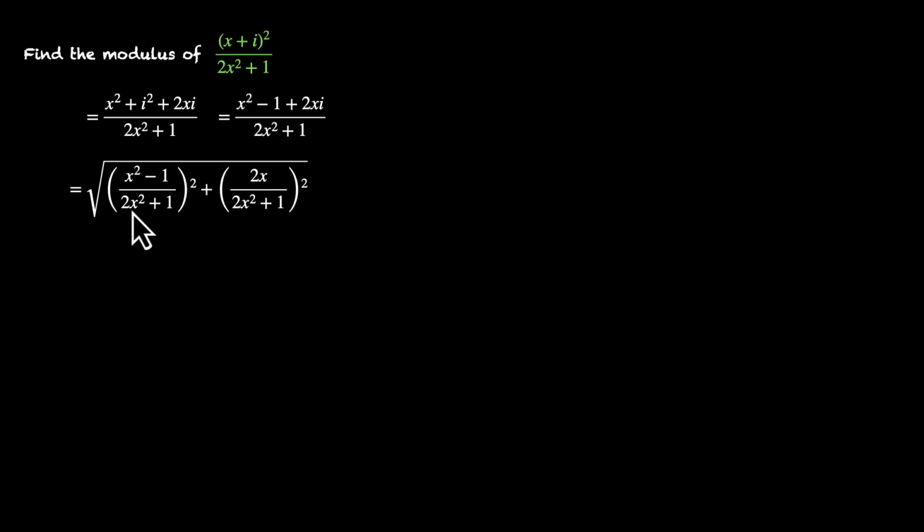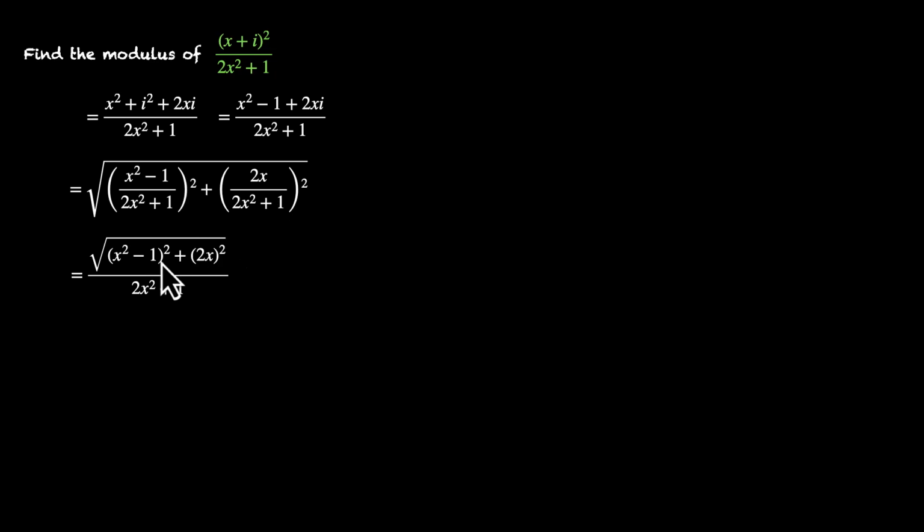(x² − 1)/(2x² + 1)² + 2x/(2x² + 1)². Now we can simplify this. This denominator is (2x² + 1)². We first square it, take the LCM and then take the square root. So we can take it out entirely. We have 2x² + 1 in the denominator. In the numerator we have the square root of (x² − 1)² + (2x)².